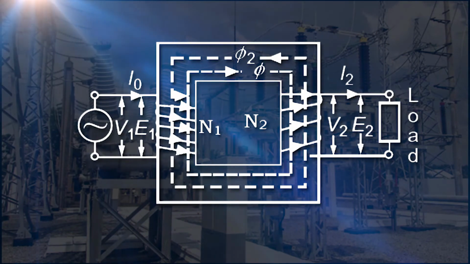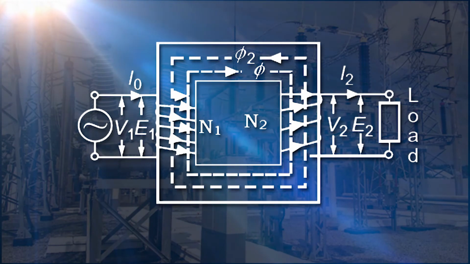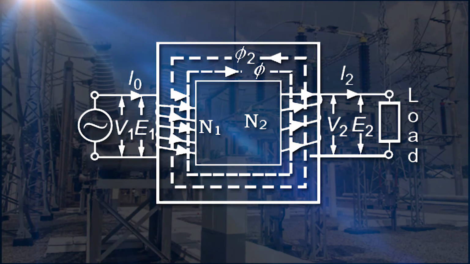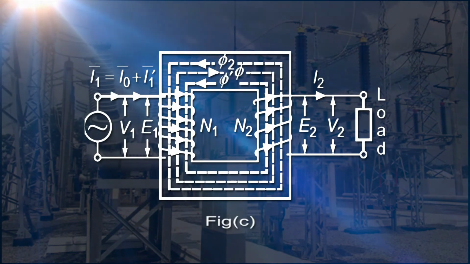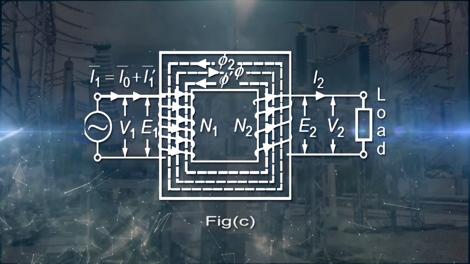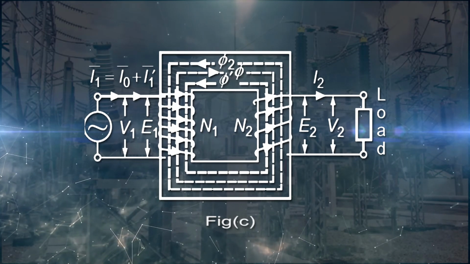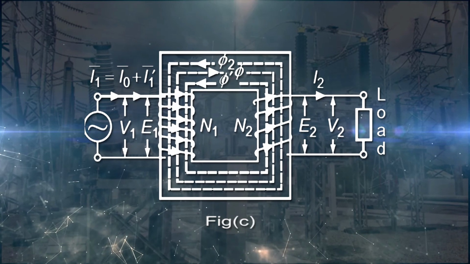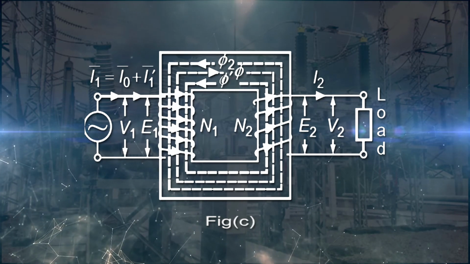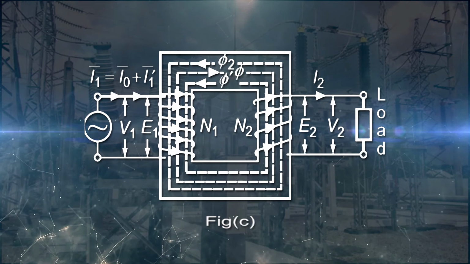So what is happening here? In brief, when load is connected at the secondary side, the current I2 is flowing, and due to this I2 current there is one MMF produced, I2 into N2. This I2 N2 produces flux phi 2, which opposes the main flux phi as per Lenz law. Since phi 2 opposes the flux, the resultant flux tends to decrease and causes the reduction of the self-induced EMF E1. So there is an increment in V1 minus E1 because E1 is reduced.